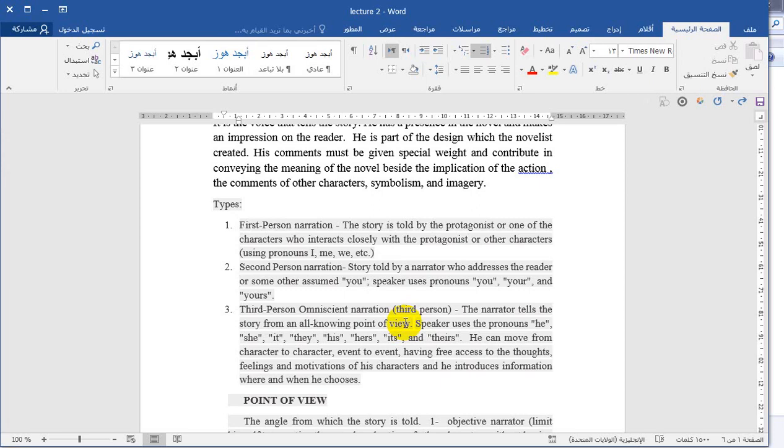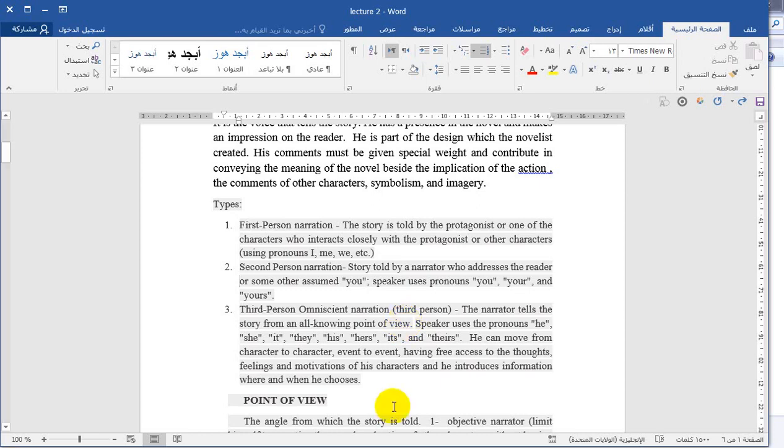So he can move from one character to another, from one event to another, and he has free access to the thoughts. I mean, he enters the thoughts, feelings, and motivations of the characters. So he introduces for us information as he goes, information that as readers we can't see. Only he provides us with this kind of narration or information.